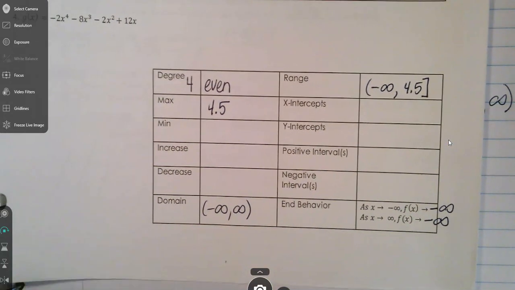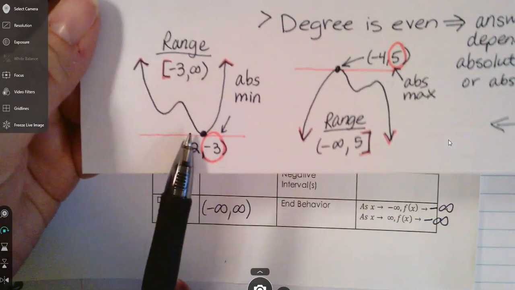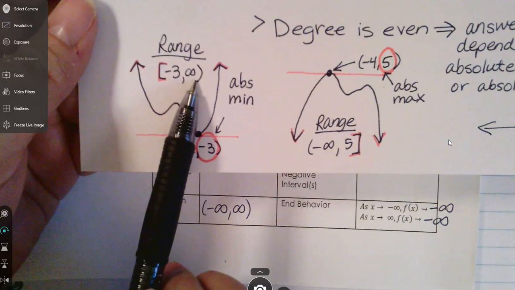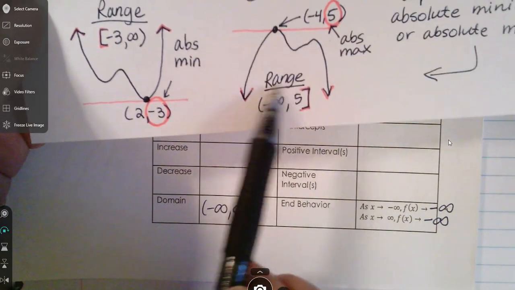Okay, just in general, thing to notice here: if it opens upward, then your range is going to start with the number and then go to positive infinity. If it opens downward, your range is going to start with negative infinity and then go up to the number.